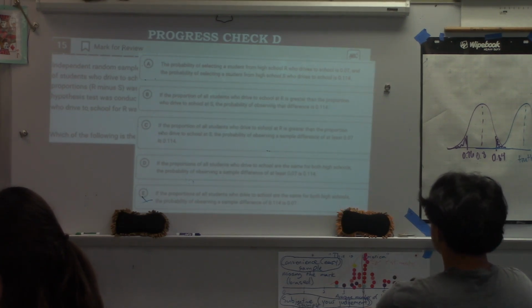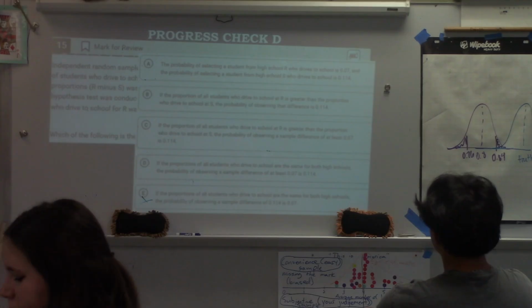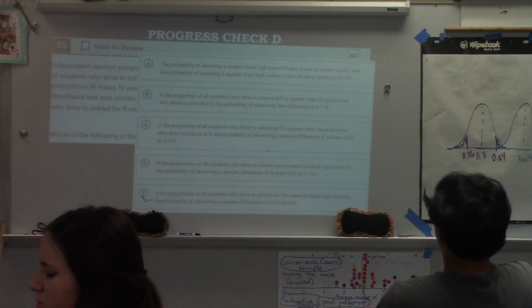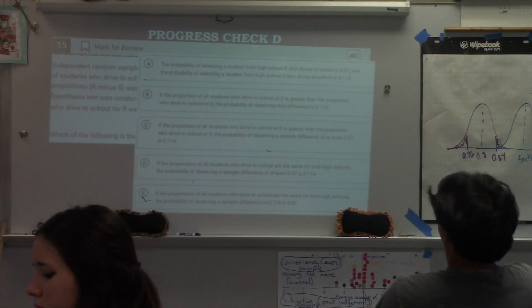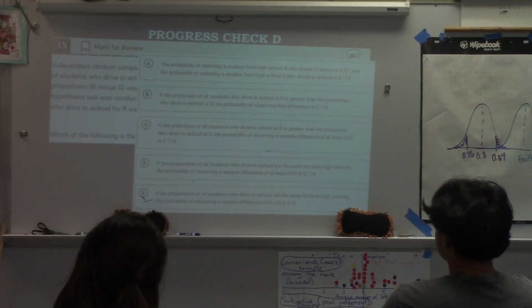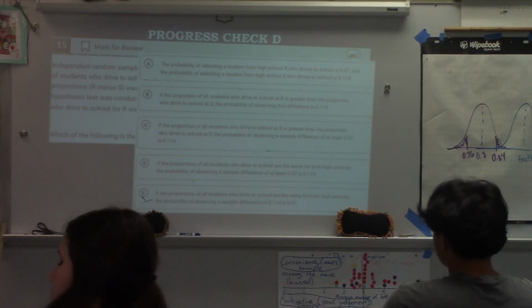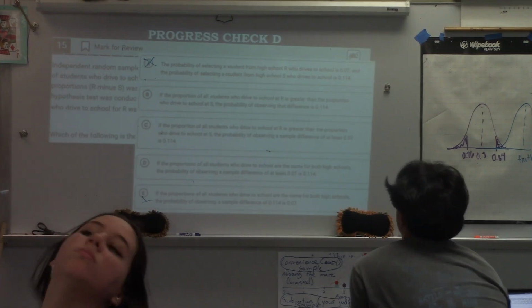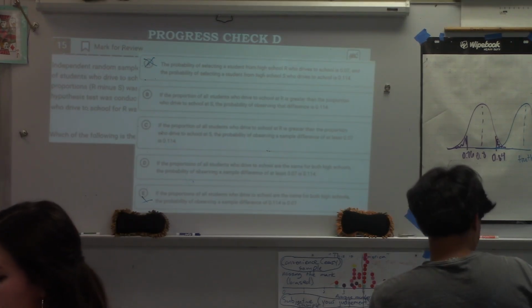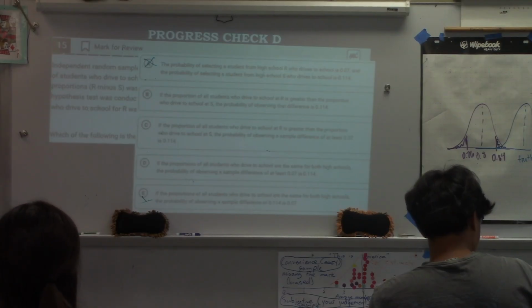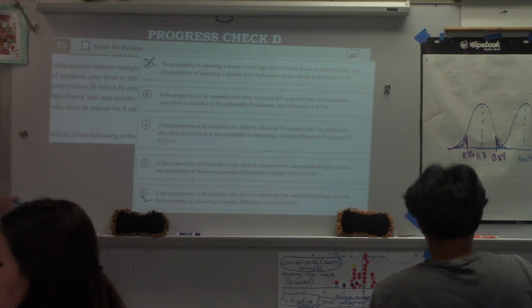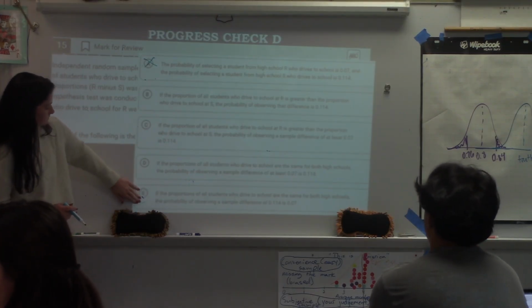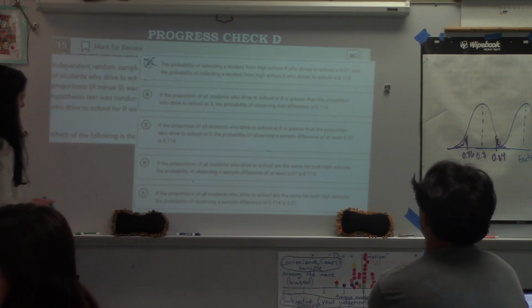So A: the probability of selecting a student from high school R who drives to school is 0.07, and the probability of selecting a student from high school S who drives to school is 0.114. No, right? That makes no sense based on what we've calculated and found. Because 0.114 is our what? Our p-value. I would also point out, notice how B, C, D, and E all start out the same? Test taking strategy, that probably means A is out. Why are the other 4 the same? Because they're trying to hide the right answer.